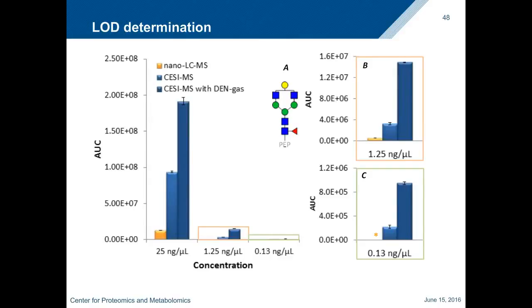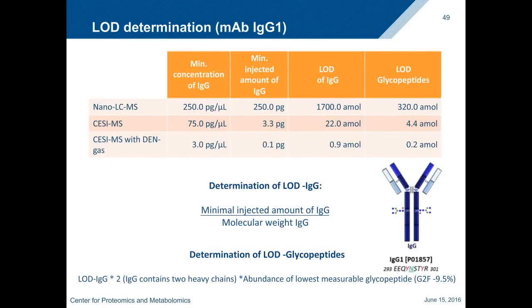Looking at the results, we have a high concentration, middle concentration, and a low concentration of this glycopeptide, this G1F. You can see that CESI MS and CESI MS with then gas are really more sensitive if you just look at the absolute peak areas. Also, what was interesting for us to see is that if you look at cluster C, we were not able to analyze this glycopeptide with a signal-to-noise above 3 for nano-LC-MS measurements anymore. But for the CESI MS, we were still fine, and especially the one with then gas. So we could summarize that, and what we saw was for nano-LC-MS, we could determine the minimal concentration of IgG that was needed, and that was 250 picograms per microliter. Then we also compared it to CESI MS, which was 75 picograms per microliter, and with then gas, we could trim that even down to 3 picograms per microliter.